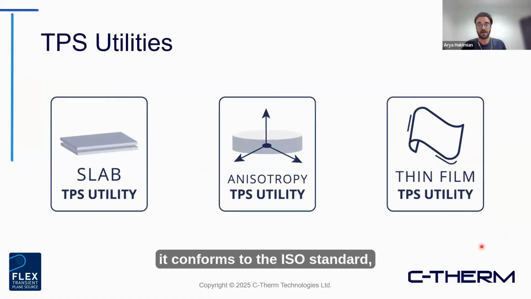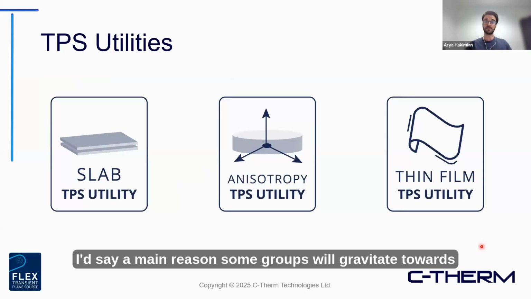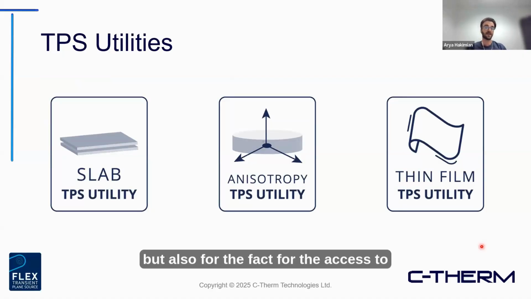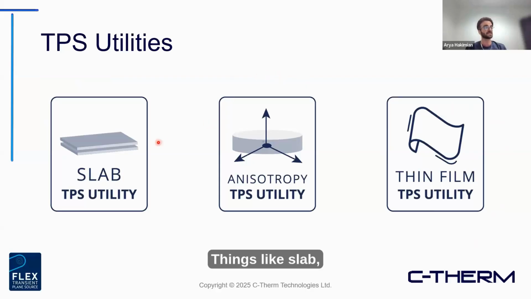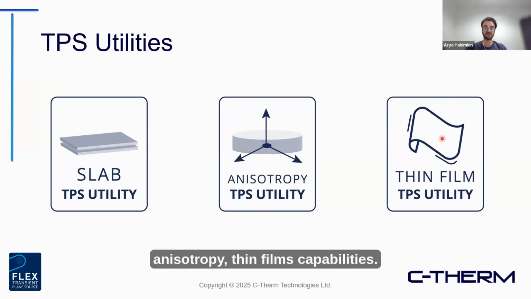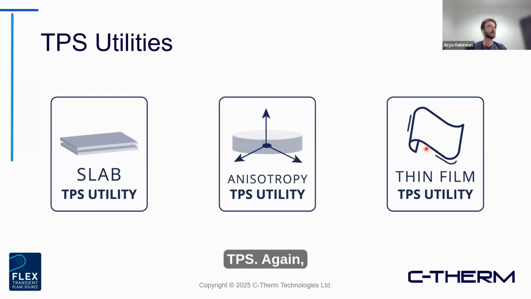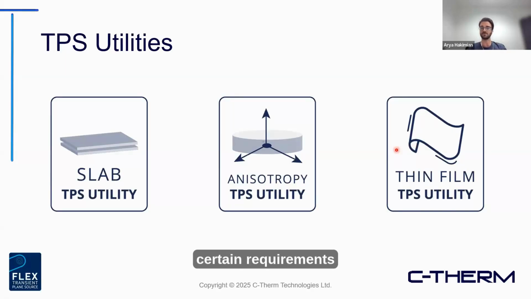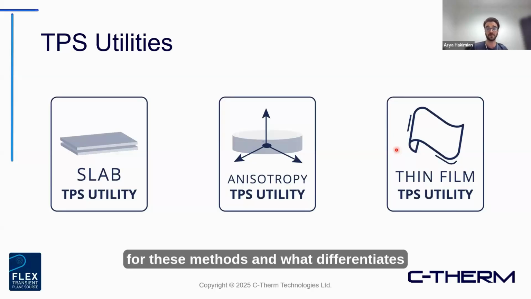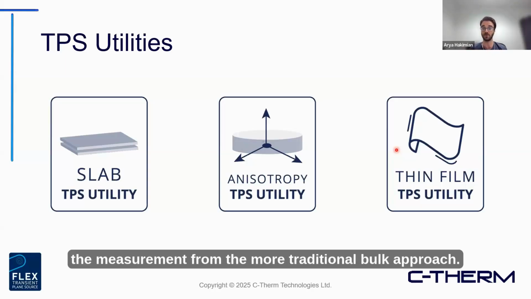Now, the TPS conforms to the ISO standard, which is, again, I'd say, a main reason some groups will gravitate towards this, but also for the access to some of these more advanced utilities. Things like slab, anisotropy, thin films capabilities. These are all unique options on the TPS. Again, the ISO standard does provide some definition around certain requirements for these methods, and what differentiates the measurement from the more traditional bulk approach.